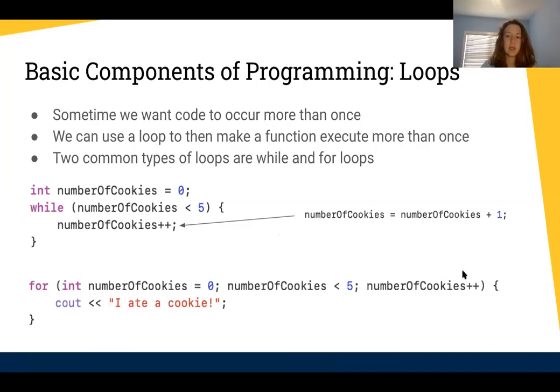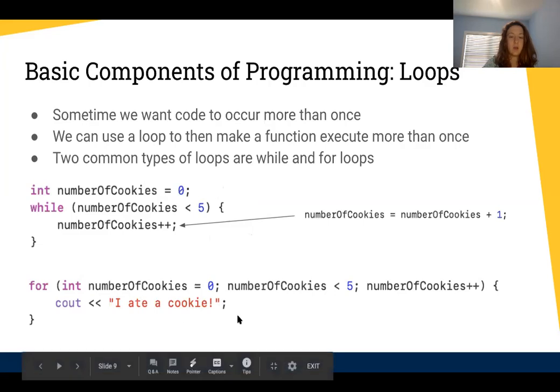And so we are incrementing the number of cookies by 1. And so we are saying this is going to occur 5 times because it's going to start at 0, increase to 1, increase to 2, increase to 3, increase to 4, and then when it increases to 5, this will not happen. So it will only occur 5 times, and then the 6th time, the actual statement in here will not occur. So it'll only occur 5 times. So you'll only eat 5 cookies.